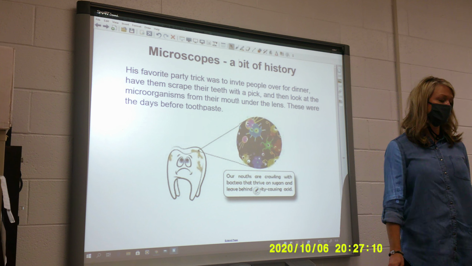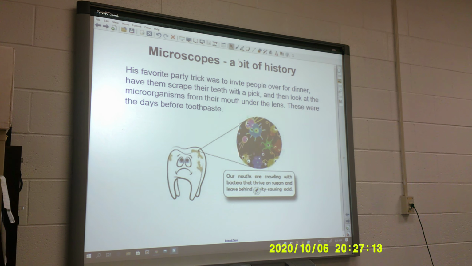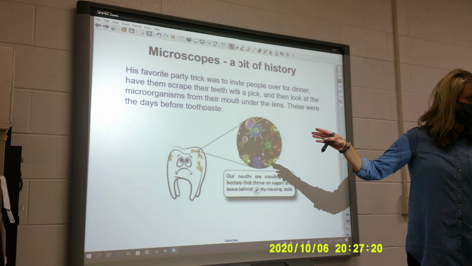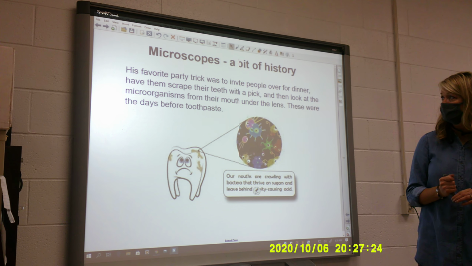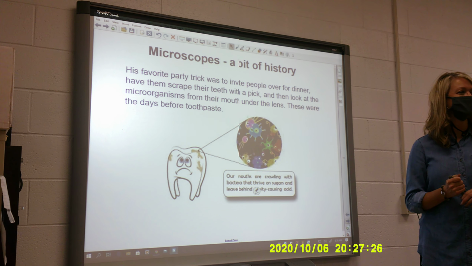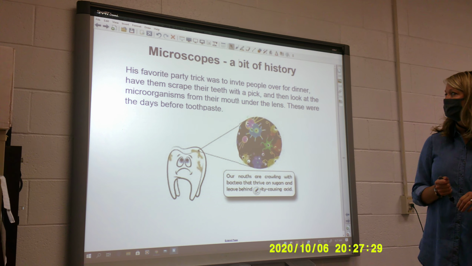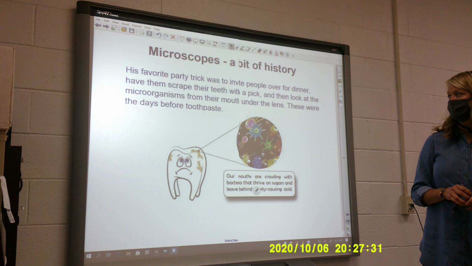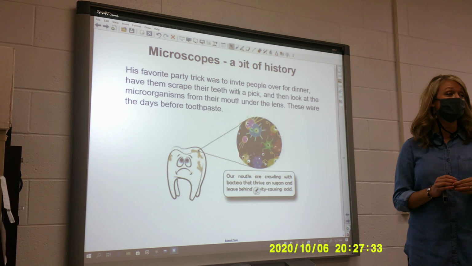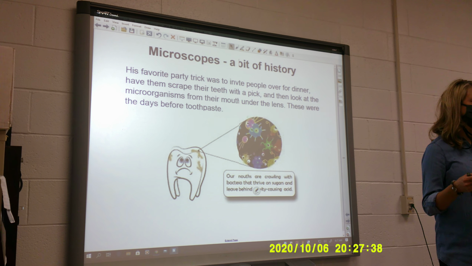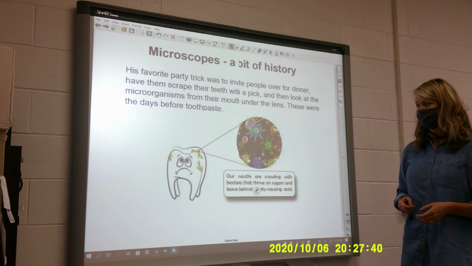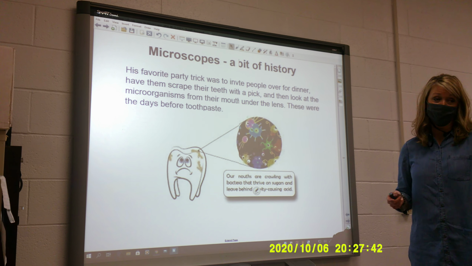His favorite party trick. Clearly this was before you went to the dentist or brushed your teeth, in the 1600s. His favorite party trick was to invite people over for dinner, have them scrape their teeth with a toothpick, and then look at the microorganisms from their mouth under the lens. This was way before there was such a thing as toothpaste, so you can imagine the nasty gunk that they were scraping off of their teeth. Ordinary hygiene. Right, exactly.